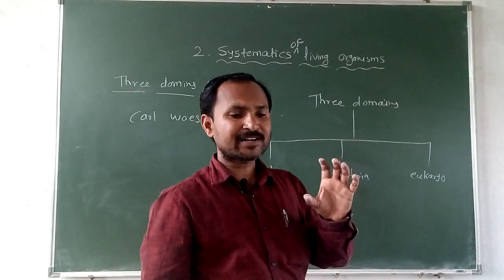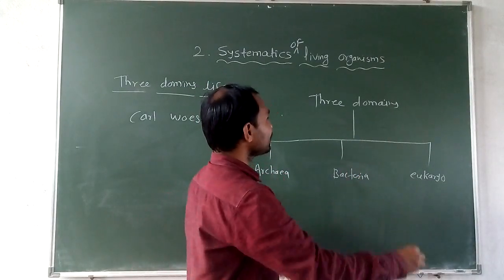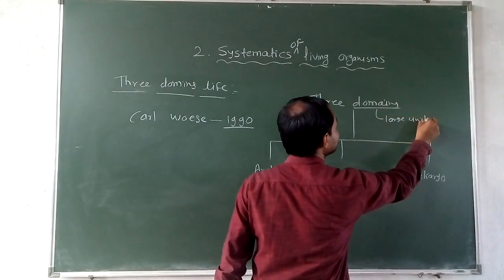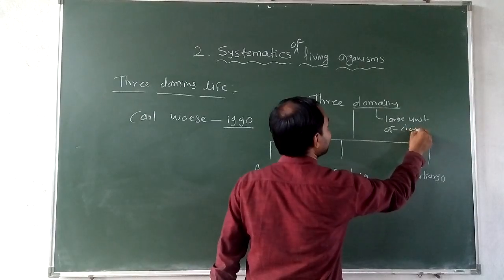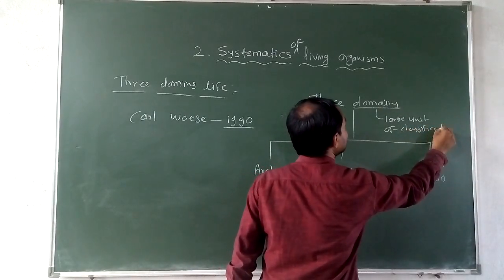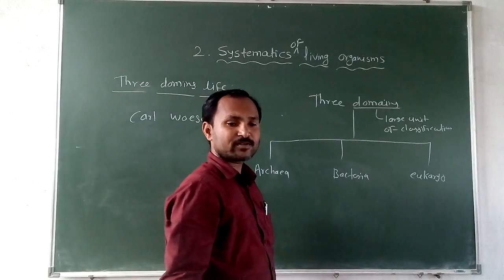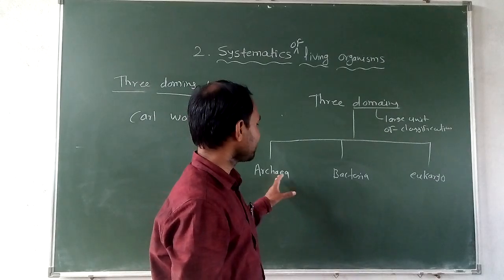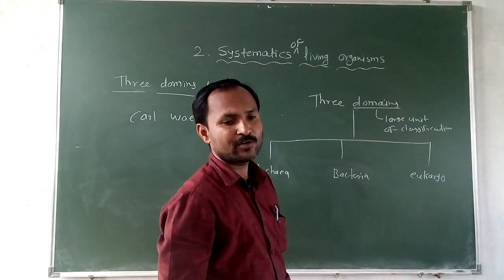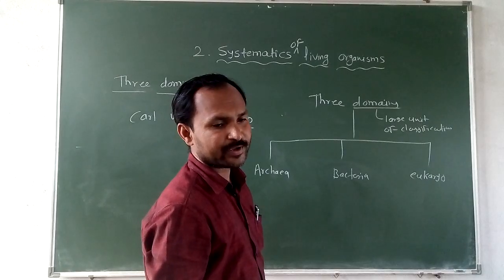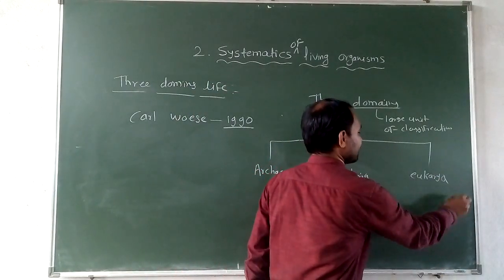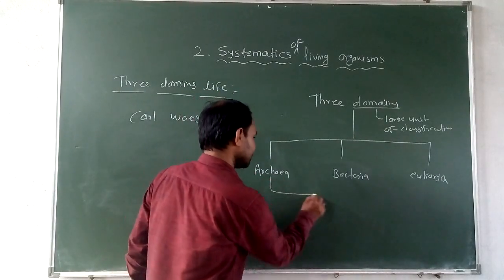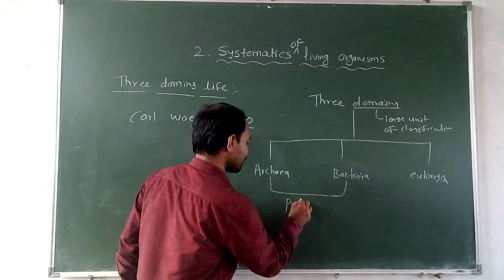Domain is the larger unit of classification. What is the meaning of domain? Domain, it is the larger unit of classification. And these three domains of life are archaea, bacteria, and eukarya. Now bacteria and archaea belong to the prokaryotic organisms.